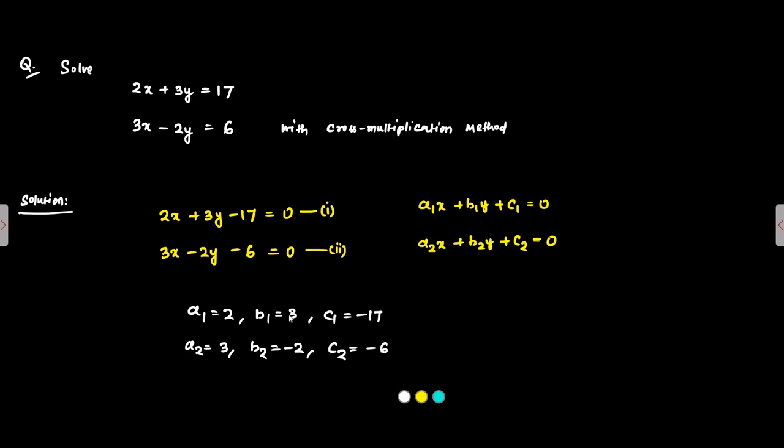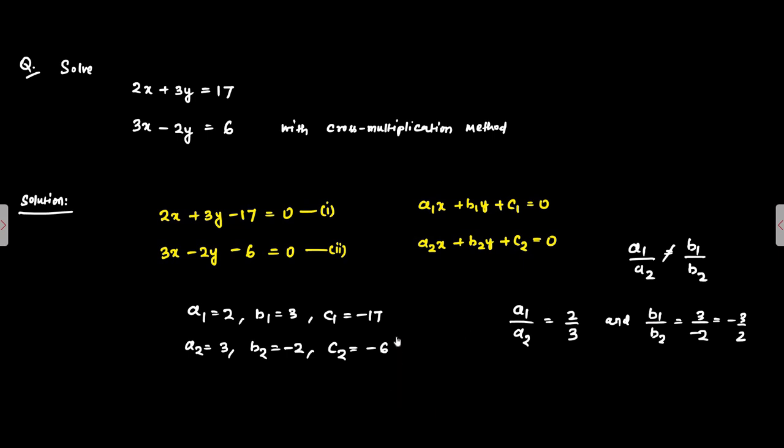Okay, so here the first thing is to check for unique solution. Here a1 by a2 is equal to 2 by 3 and b1 by b2 is equal to 3 by minus 2, which is equal to minus 3 by 2. So a1 by a2 is not equal to b1 by b2. So a unique solution exists. So cross multiplication method is applicable. Now we'll apply the cross multiplication format.